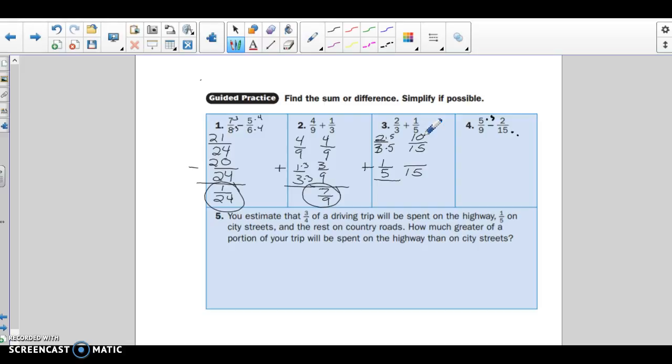All right, how about 1/5? Times what? 3. Very good. All right, so what you do to the bottom, you must do to the top. 1 times 3 is 3. Now can we add them? Yeah. What is 10/15ths plus 3/15? 13. Very good. 13/15. Simplify it. 13 is a prime number, so I can't simplify it.